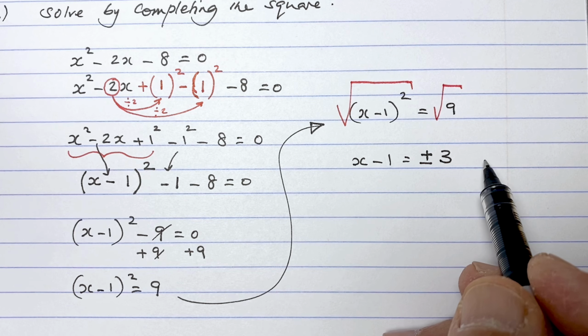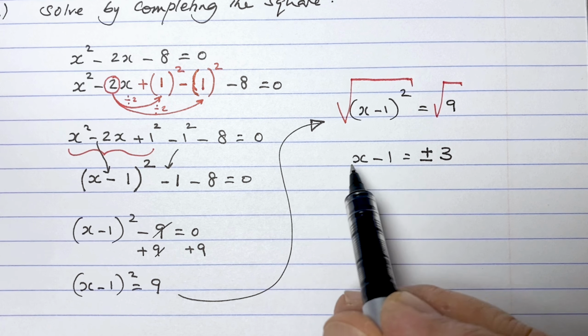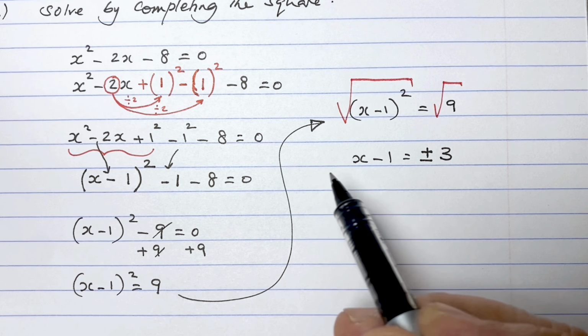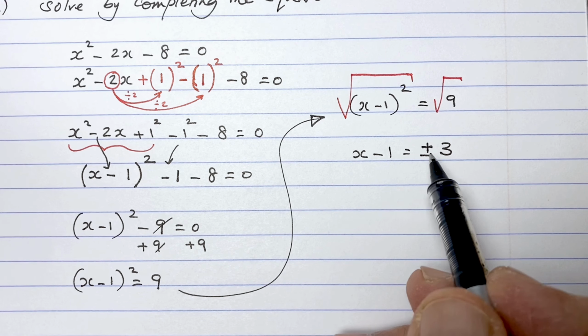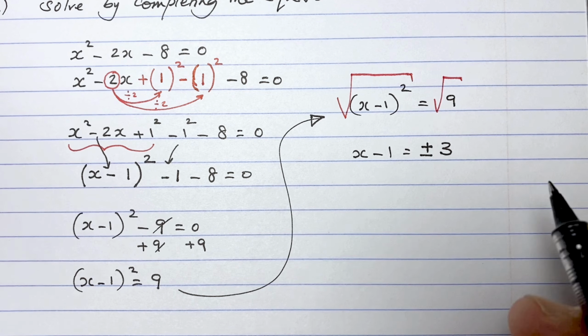negative times negative is plus, 3 times 3 is 9. A question that a student could ask: why do you put plus and minus here, but you didn't put it here? When we solve an equation, we only put one plus and minus on one side, otherwise it cancels out. That's the only reason.